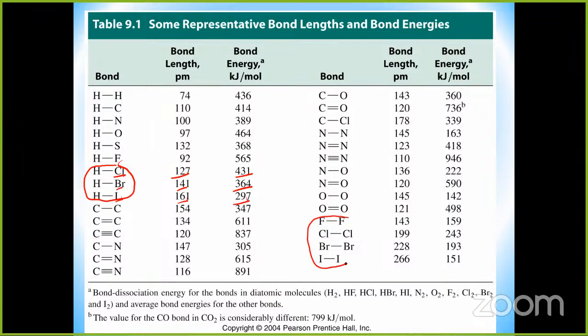If you look at this group right here, right? Again, you can explain this in terms of atomic sizes. Fluorine is the smallest, followed by chlorine, followed by bromine, followed by iodine in group 7. And what do we notice here?